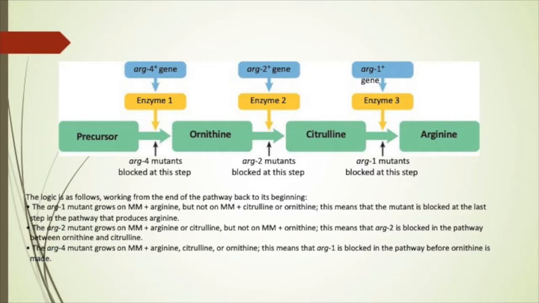So whatever was ARG4 didn't produce enzyme 1, let's say, or ARG2 didn't produce enzyme 2, right? And so ARG1 grows on minimal medium with arginine, but not on citrulline or ornithine, right? Because it will only allow for certain enzymes to be produced. So enzymes will only be produced if certain genes are present. That's the one gene, one enzyme hypothesis, or later, the one gene, one polypeptide hypothesis.